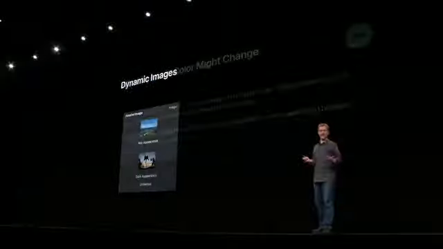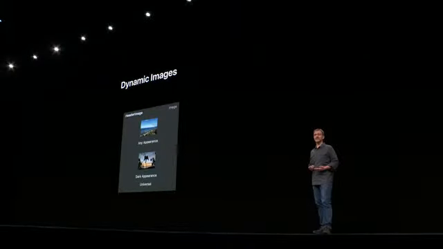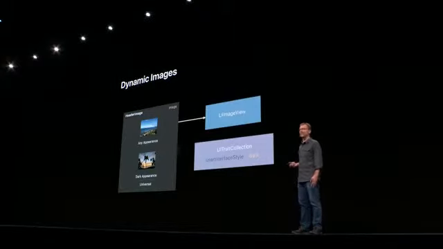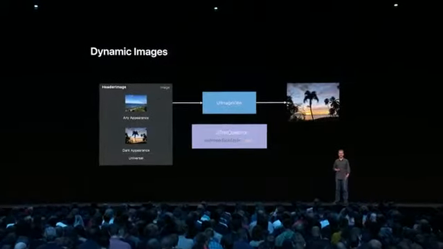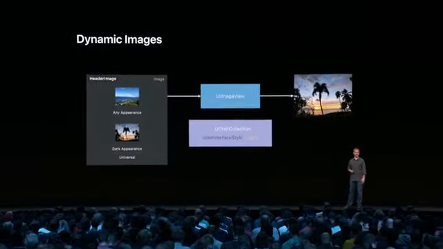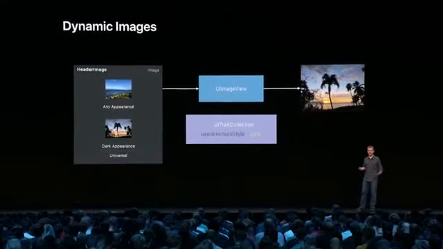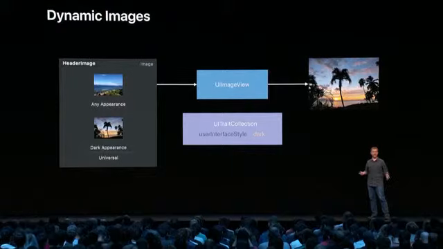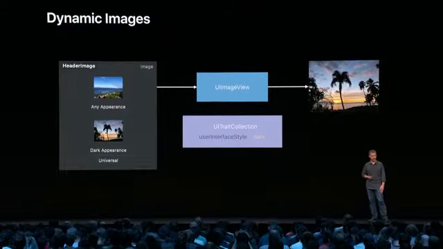So finally, let's talk about images. As you saw, you can create dynamic images in the asset catalog. And when you show one of these images with UIImageView, it uses its trait collection to determine which image to display. Now, UIImageView is doing the work here. Unlike UIColor, UIImage doesn't pay attention to the current trait collection. So we recommend most of the time use UIImageView. But if you need to resolve the color yourself, you can.